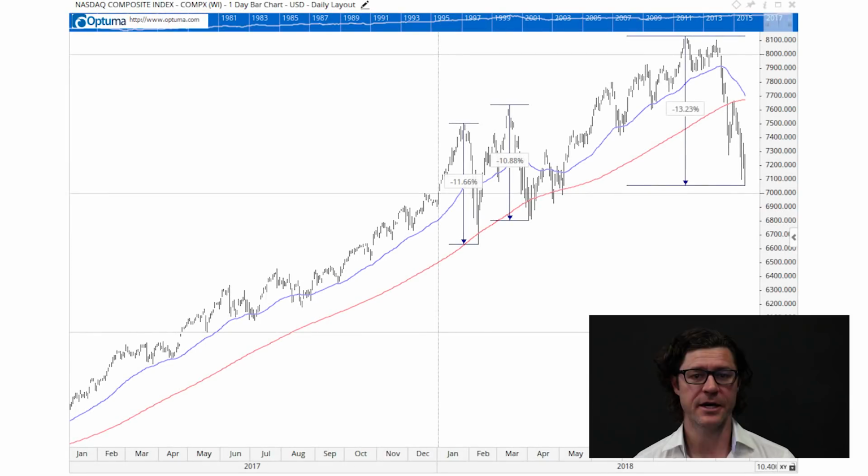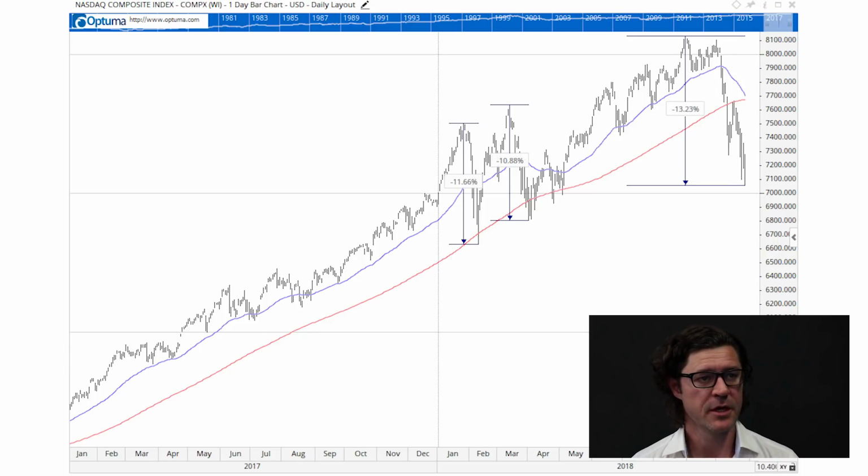So let's have a look at the Nasdaq. I'm going to bring up a chart of that now. And as you can see, the latest correction we've seen is just a bit over 13% from the peak so far, which is a lot greater than the corrections we saw early on in the year. The other feature to note about the chart as well is that the moving averages, the blue and the red lines on the chart there, are about to cross over to the downside.